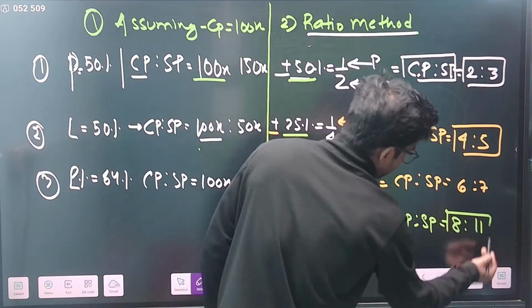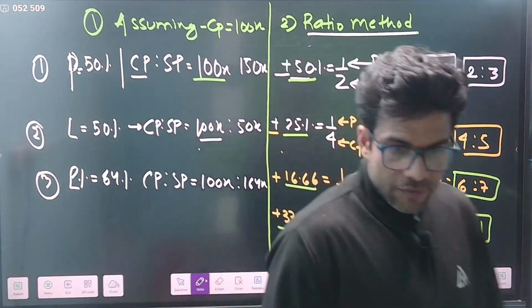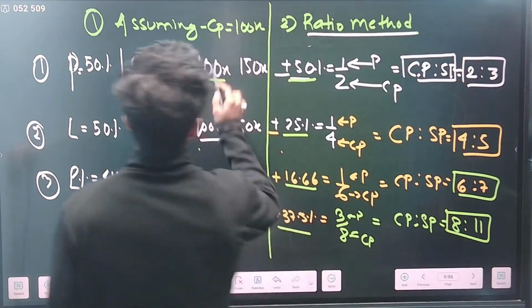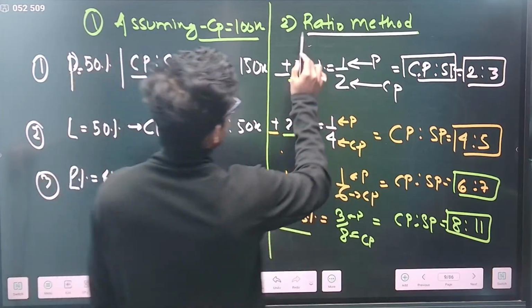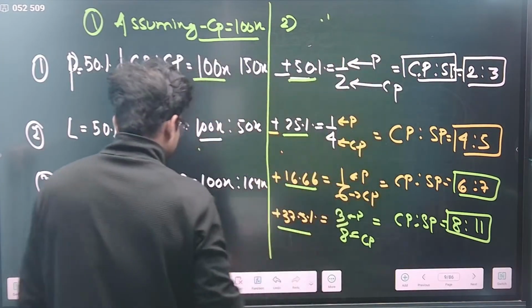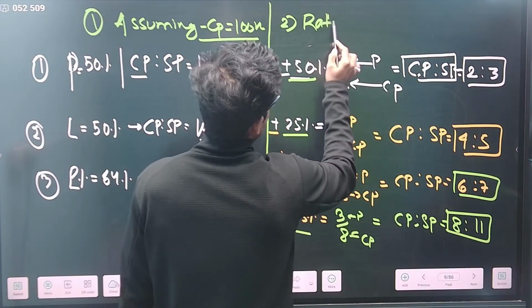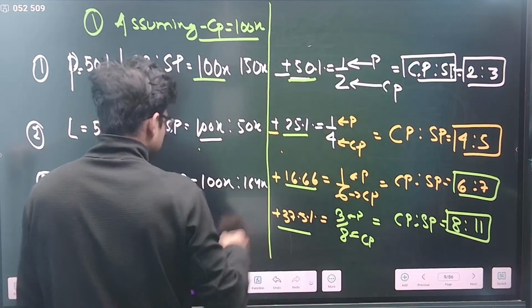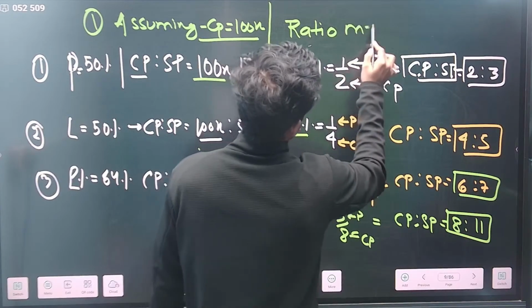So these are two different methods you can use while solving the problem. Till now, I think everybody is getting this point. So you can note it down. First is assuming the value of CP like 100x, and the second is the ratio method. The ratios are very important, guys. Try to build the ratios into your problem solving skills. This is your ratio method. I hope this is clear to everyone.